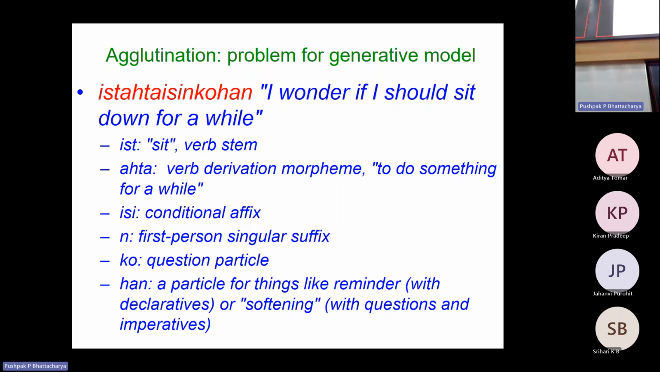ISI is called the conditional affix: if I should sit. Then N is the first person singular suffix, the N at the end that you see. Then ko is the question particle. Han is a particle for things like reminder or softening with questions and imperatives. So I wonder if I should sit down for a while. This whole thing is captured by one Finnish word.